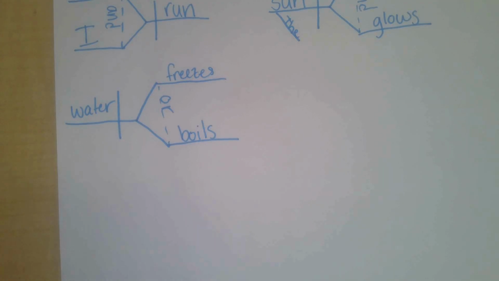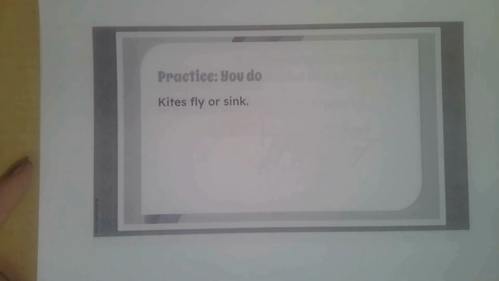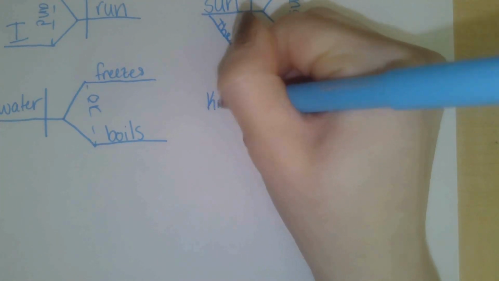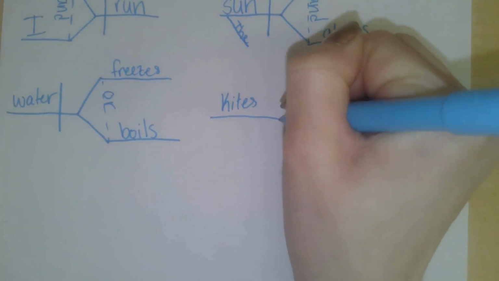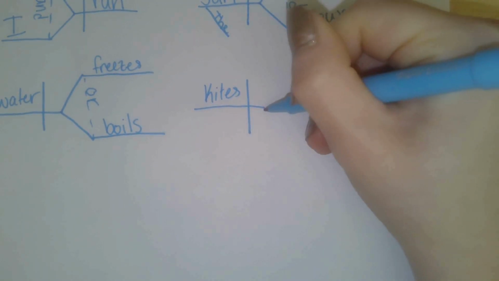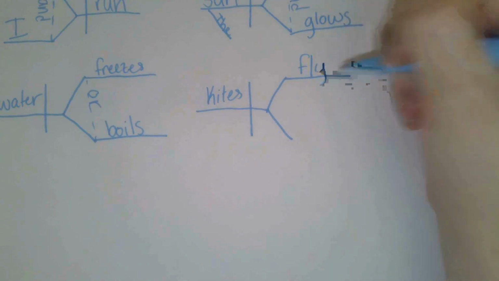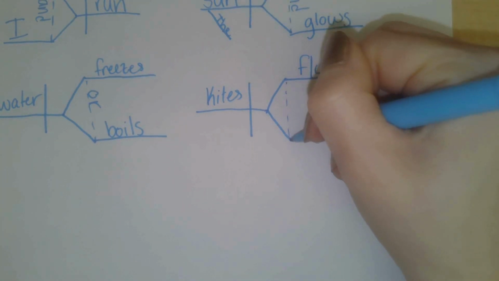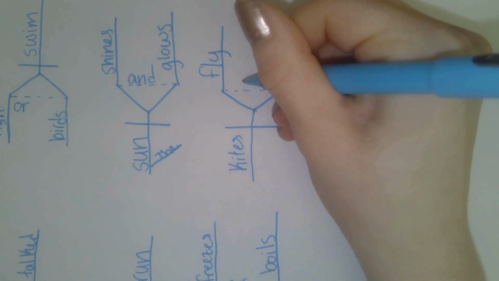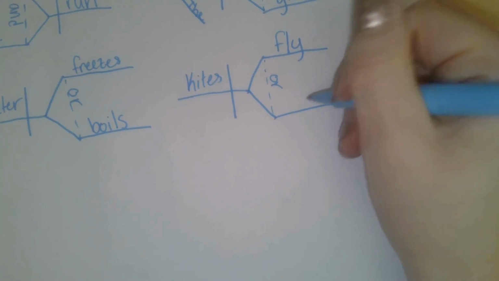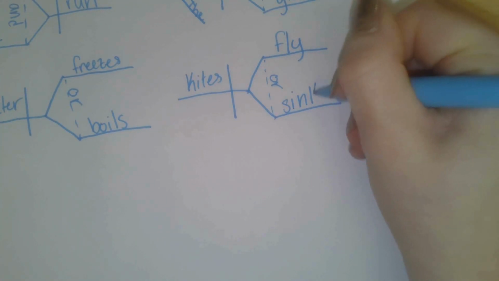Now, we have the you do practice. I want you to do this one. Kites fly or sink. Go ahead, pause the video. And here is the answer. Kites is our subject. It's the noun that's doing something. Horizontal line, vertical line, split the horizontal line in two. First verb is fly. So we put it on the top line. Dotted line down for our conjunction, or. Second horizontal line for our second verb, sink.